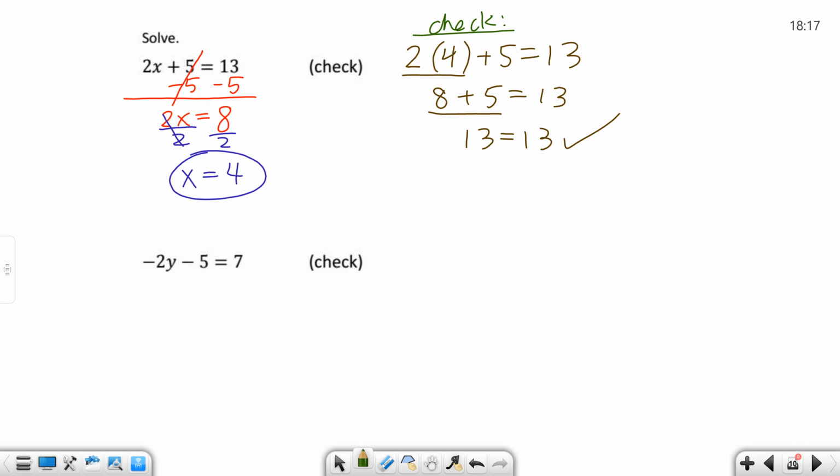So then negative 2y minus 5 equals 7. So then here, again, 2 terms equals 1 term. So what's by itself? The 7. Got to move the negative 5. How do I do that? I do that by adding 5 to both sides. That cancels over here. Negative 2y equals 7 plus 5 is 12. And then what? Need to divide both sides by negative 2.